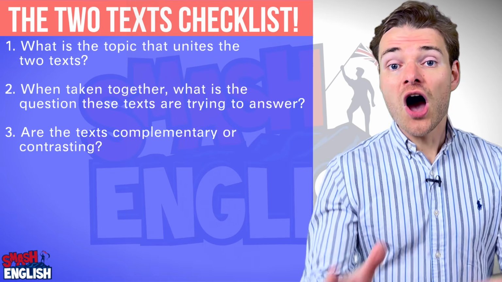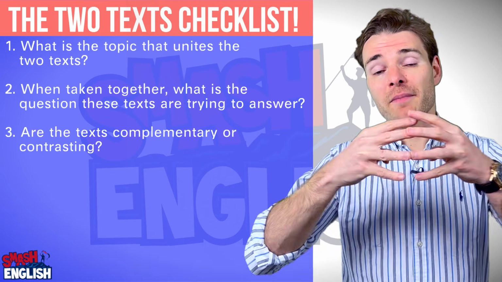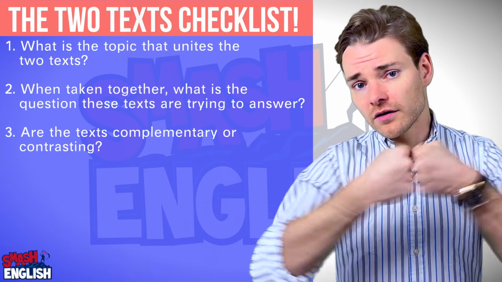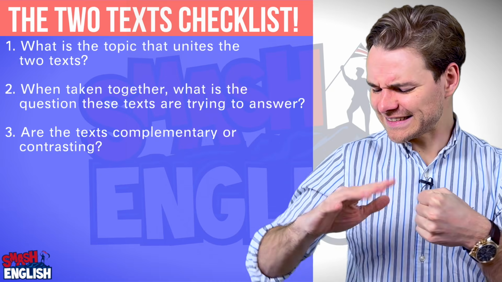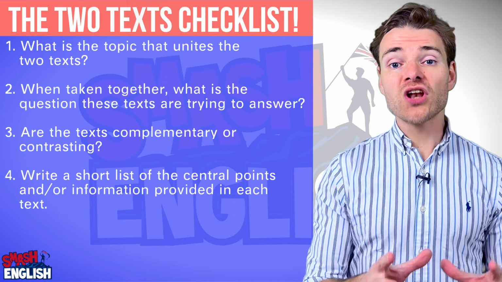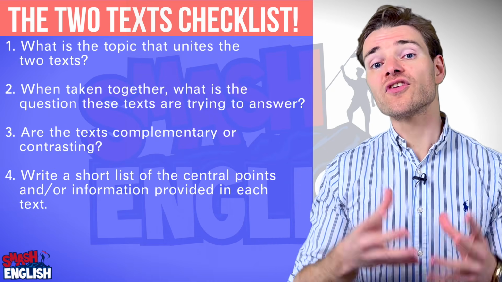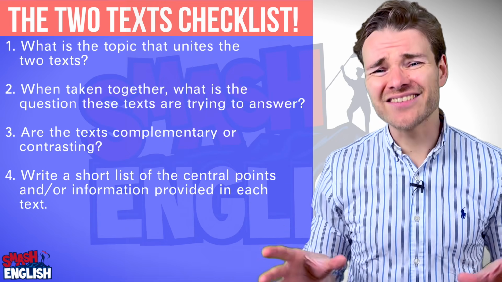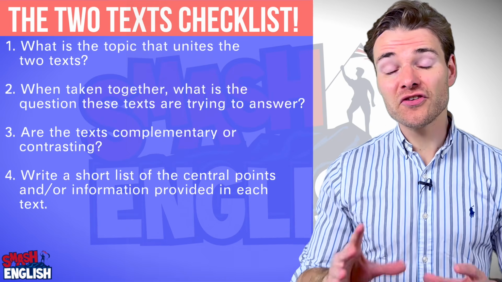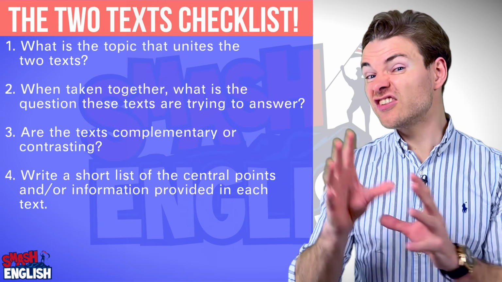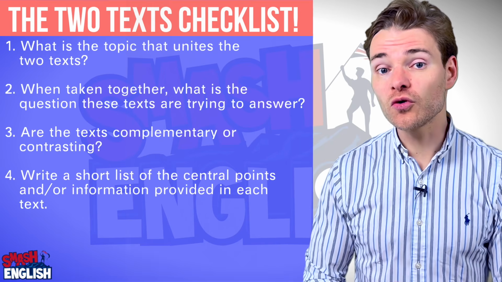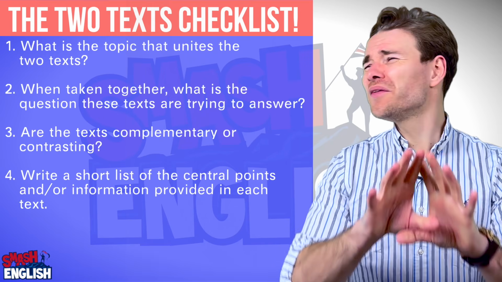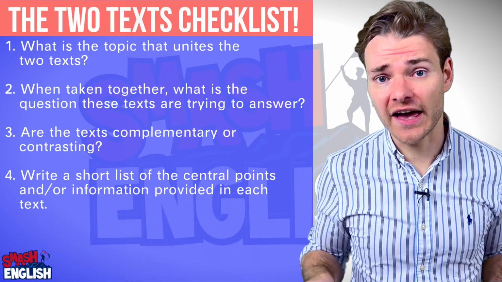Number three, are these texts complementary or are they contrasting? And number four, I would like you to make a short list of the central points made by each text. Now, the simpler that you keep these, the better, and ideally, after you have written all of this information down, you will never look at these two texts again.